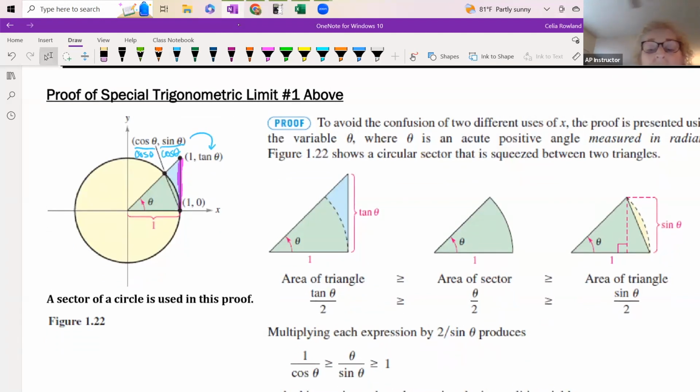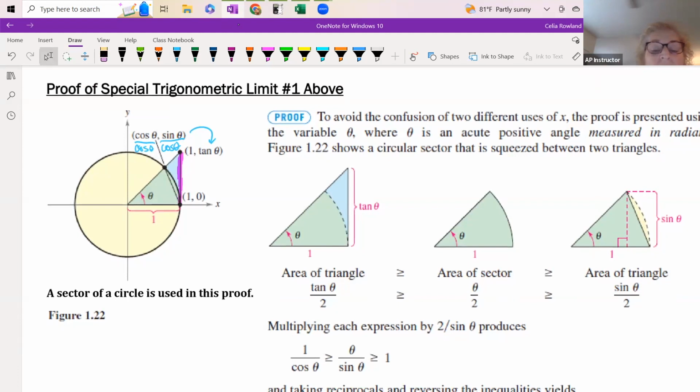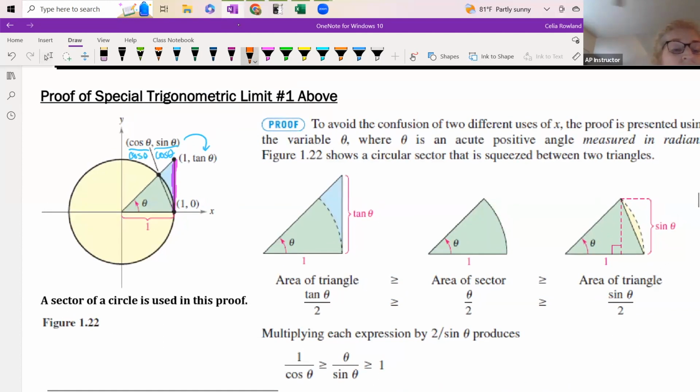So if I look at the area of the two triangles and compare to the area of the sector, all right? So the first triangle, the big one that I kind of highlighted with the pink, all right, has the area of 1/2 base times height. Well, if the base is 1, the height is tangent, then tangent over 2 is the area of that triangle, for the larger triangle. If I take the smaller triangle, which is basically, let me draw it in orange here.